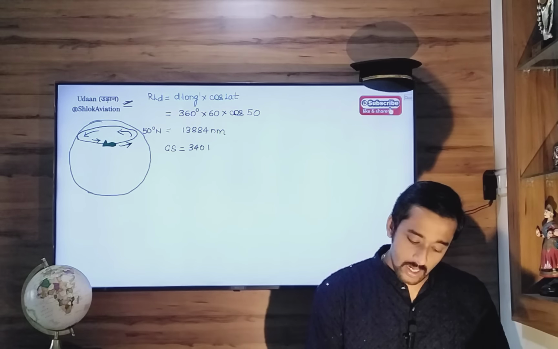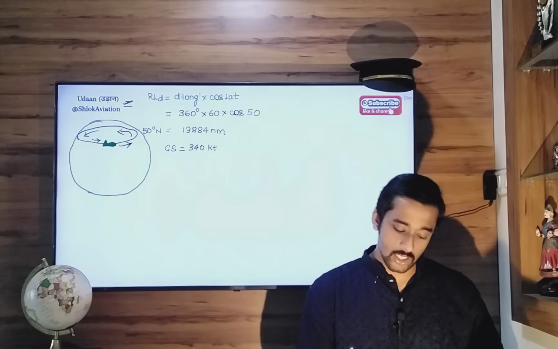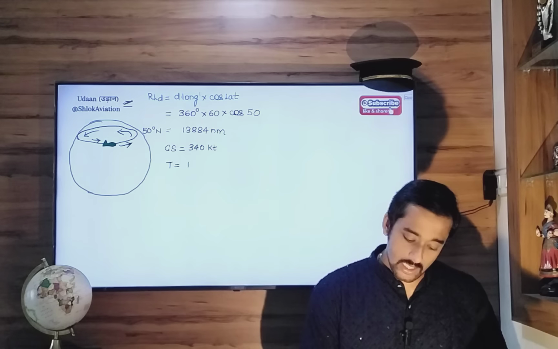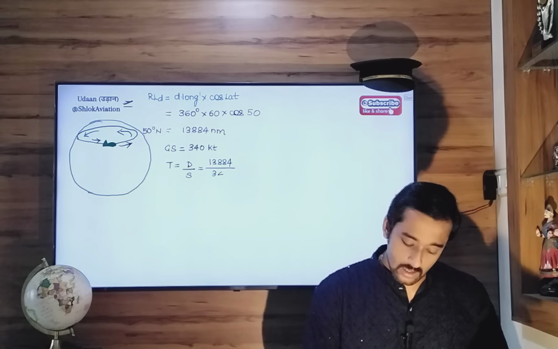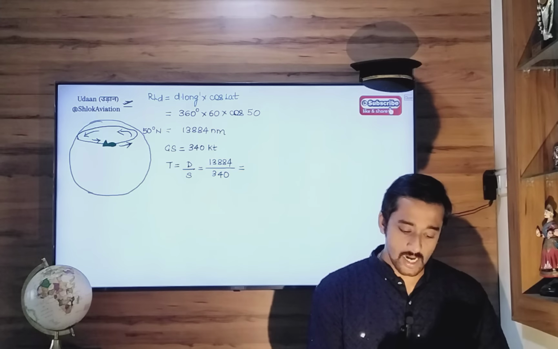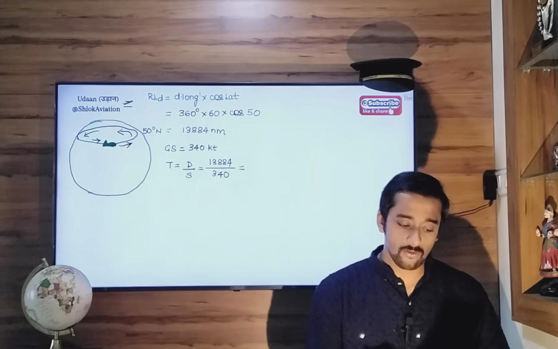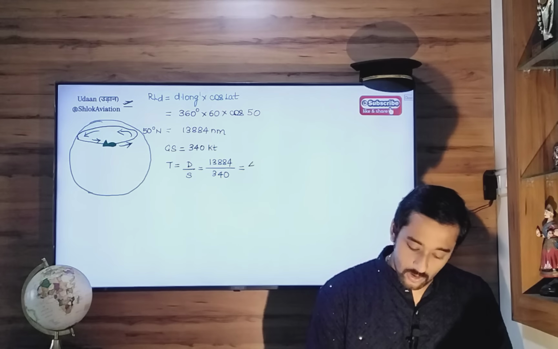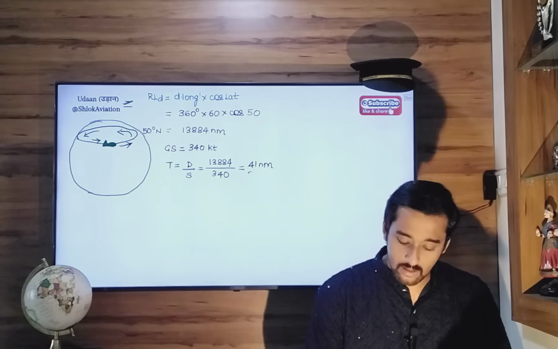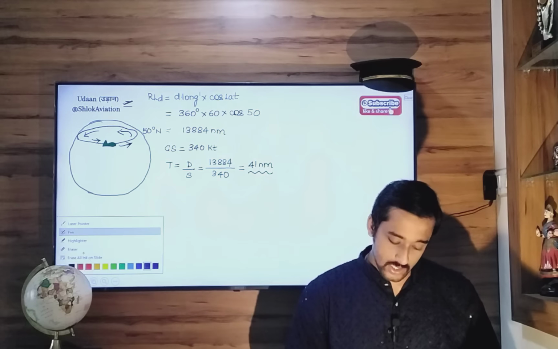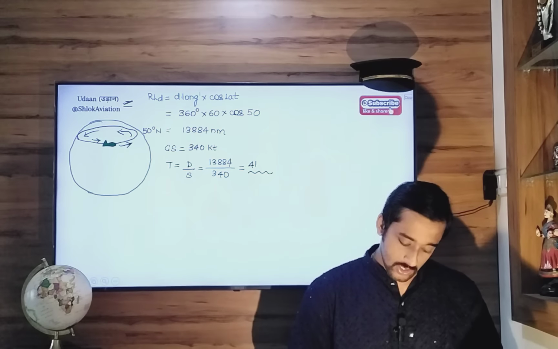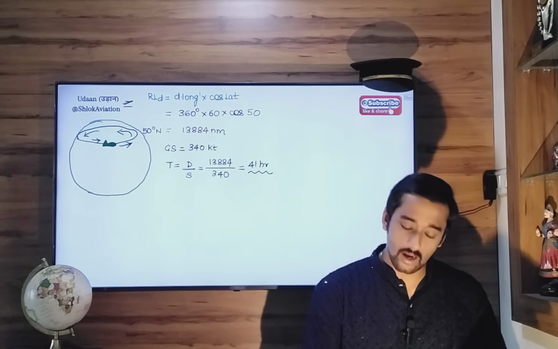Now when you know the speed and distance, you can easily calculate the journey time using the speed distance time formula. So 13,884 divided by 340 is 40.8 or 41 hours. So the journey time is 41 hours.